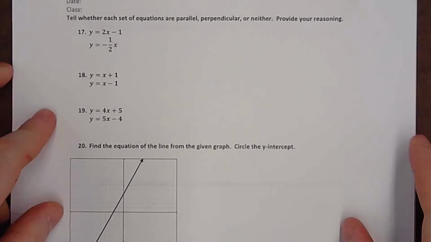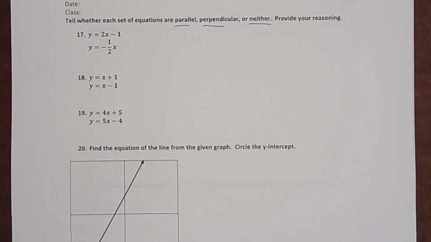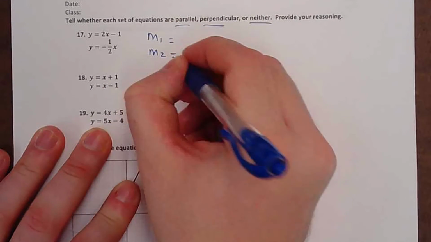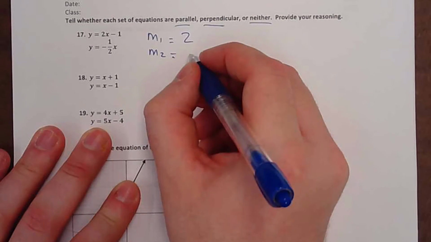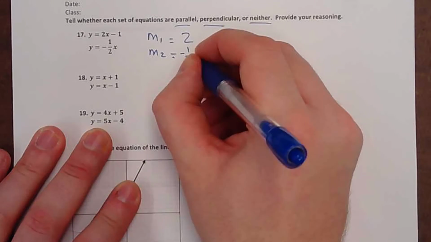So you have the basics down. Let's talk about 17 through 19. The directions say parallel, perpendicular, or neither. What form are these equations in? Slope form. Y equals mx plus b, right? So we need to look at the slope to determine parallel, perpendicular, or neither. What's the slope for 17? We have two slopes. What's the first one? 2 is the first slope. What's the second slope? Negative a half.